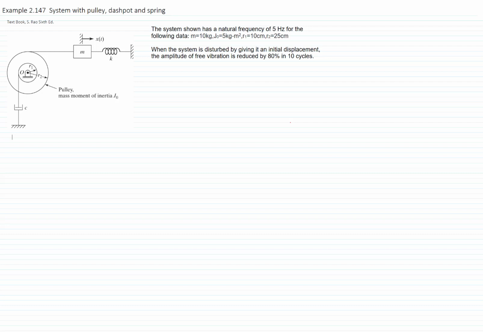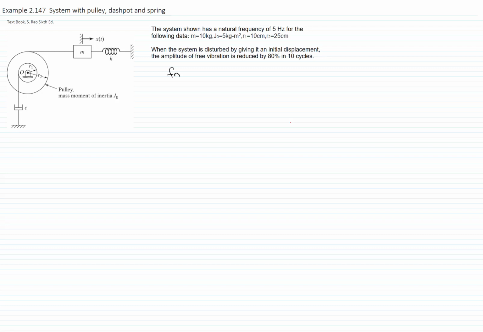If we give the system an initial displacement, and we know that the amplitude at free vibration reduces in 80% in 10 cycles, we want to find the characteristics of the system. The characteristics of the system are the constant of the spring and the constant of the dashpot, because we already have all the inertia values.